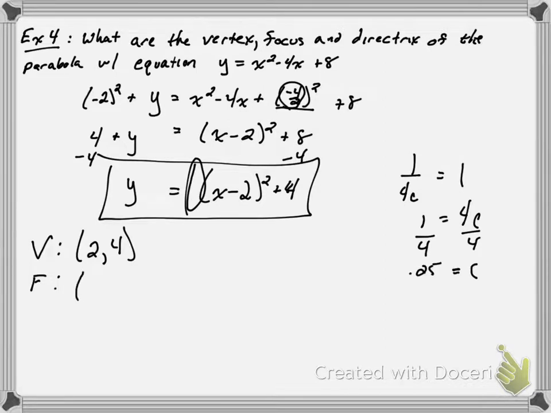So my focus, again, it's vertical. We know it's a vertical parabola because it's y equals. It's 2 and then 4 plus 0.25, which is 4.25. And my directrix, then, or the equation of my directrix, is going to be y equals k minus c. My k is 4, so 4 minus 0.25. My directrix is y equals 3.75.